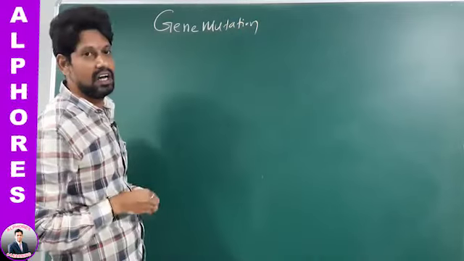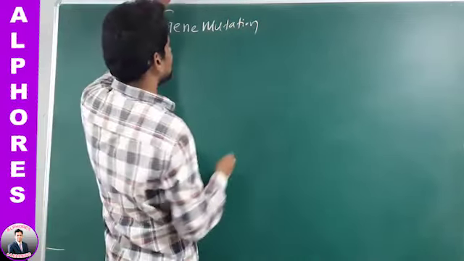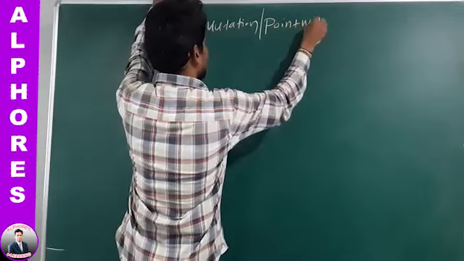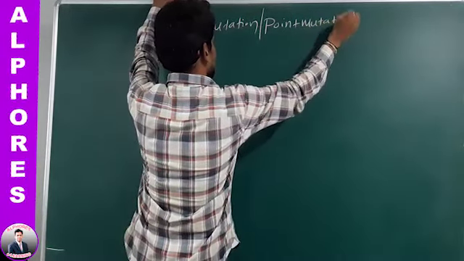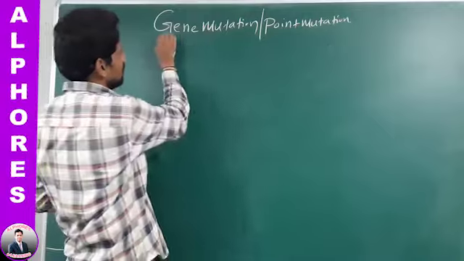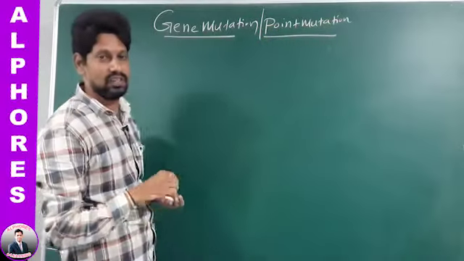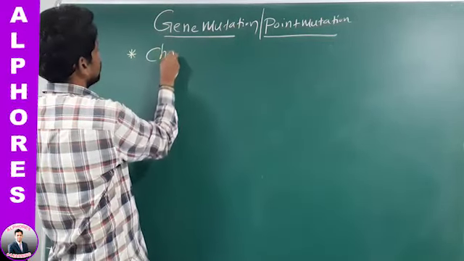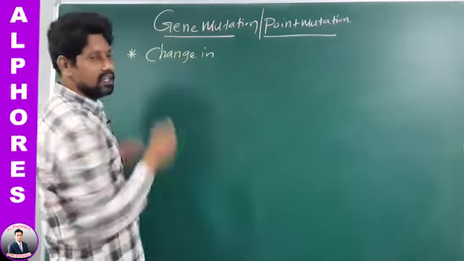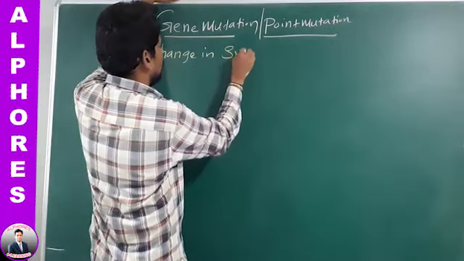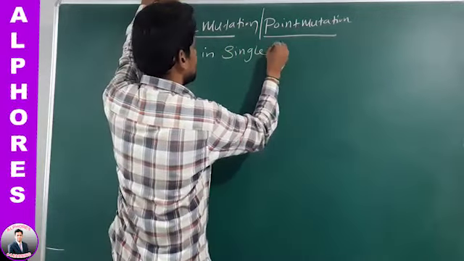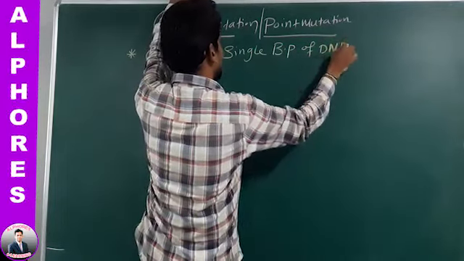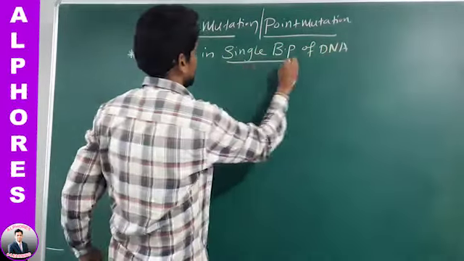What is it, sir? Gene mutations. These gene mutations are also called point mutations. What is the meaning of gene mutations? Change in a single base pair, BP. If it's DNA, change in a single base pair of DNA.